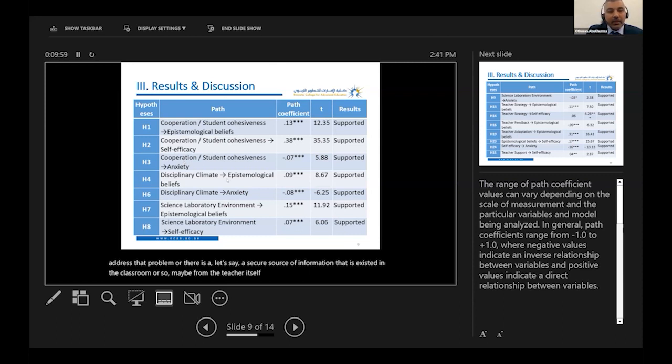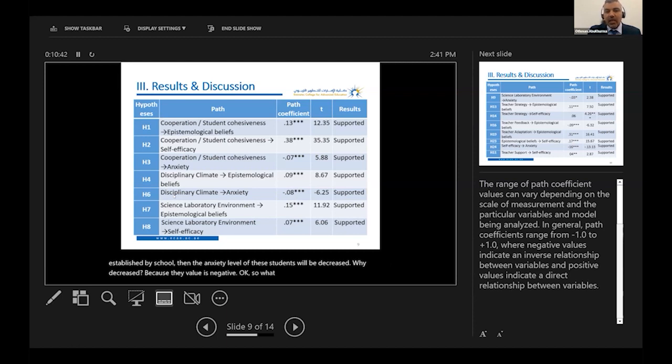Okay, let me take another example. I'm not going to go over all of these. But let's say, for example, disciplinary climate and anxiety. What does that mean? As you can see, the path coefficient gives us a negative value. What does that mean? If there is a fair learning environment, where all the ground rules are clear for everyone, and students feel that they will be supported by fair actions, let's say enforced by teachers, established by the school, then the anxiety level of these students will be decreased. Why decreased? Because the value is negative.